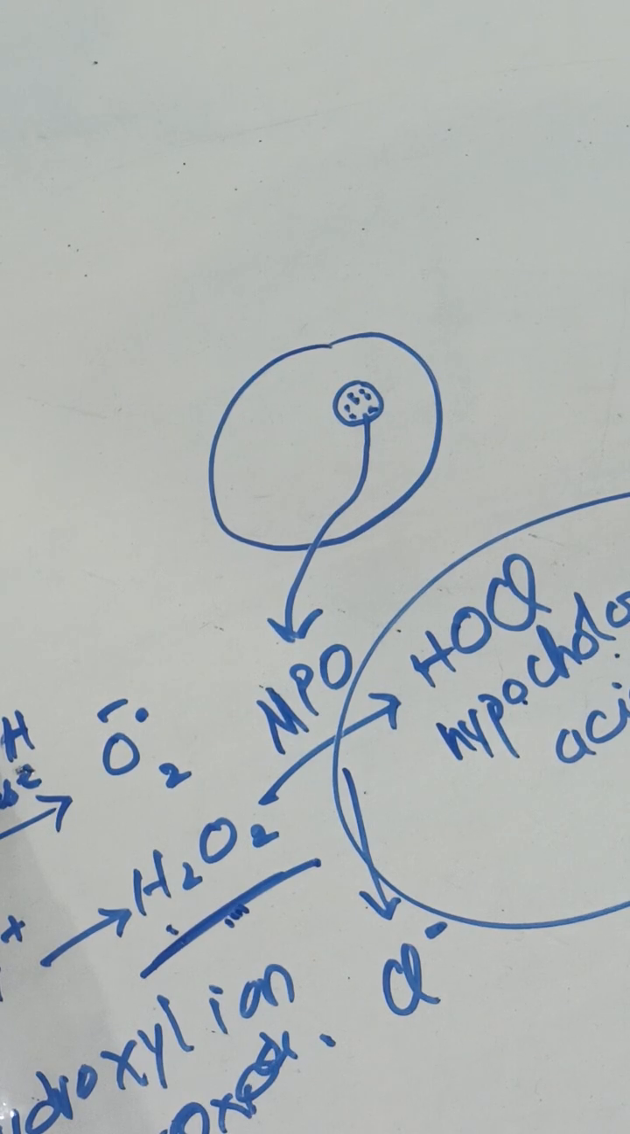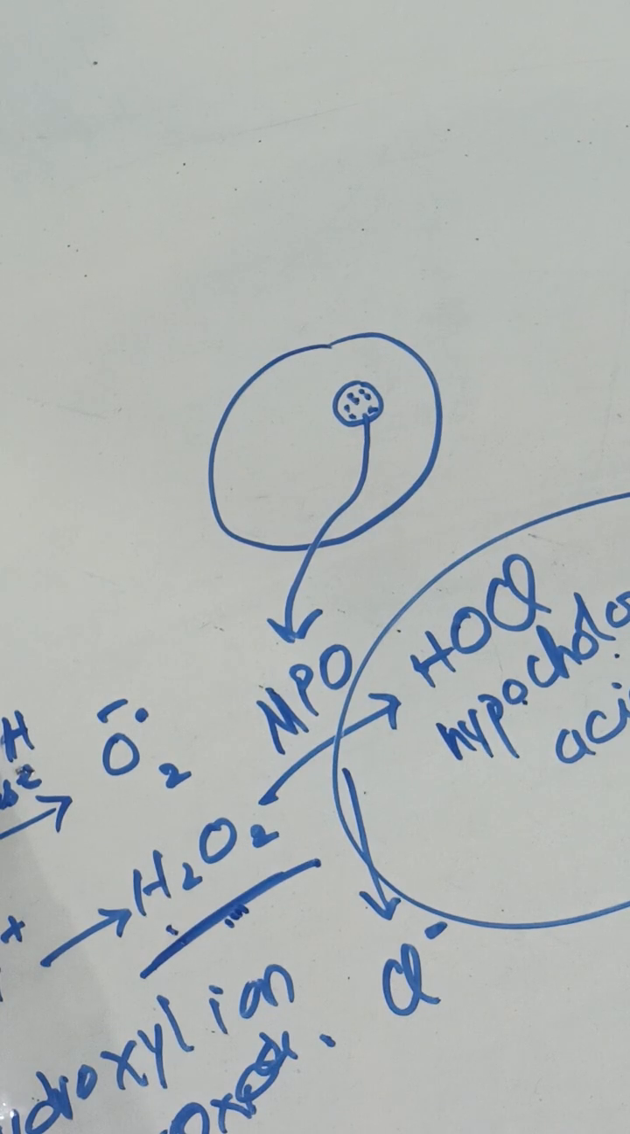And how does it kill? It causes the halogenation of your microbes. It causes the addition of chlorine into the bacteria and the oxidation of bacterial proteins and lipids, and due to this the bacteria cannot survive and will die. So this is the process of how we kill our microbes. And also neutrophils have the ability to kill the microbe.